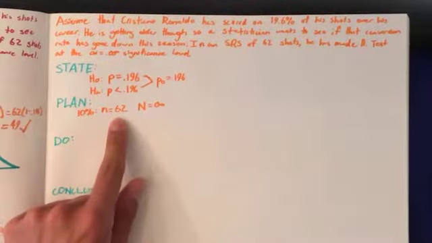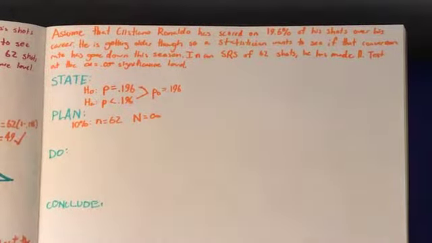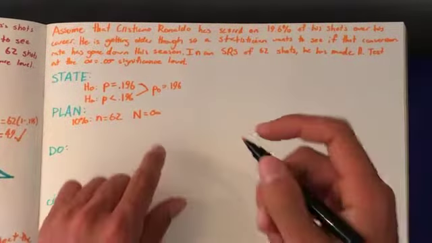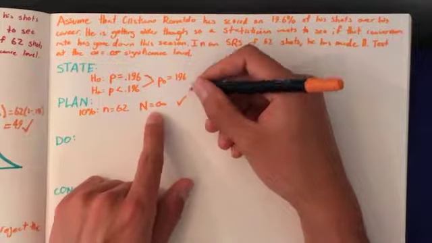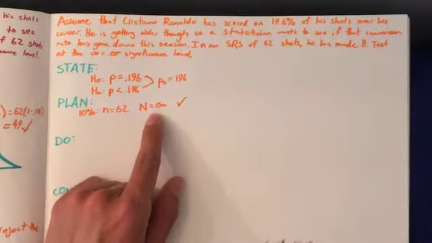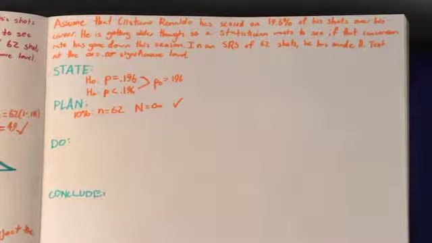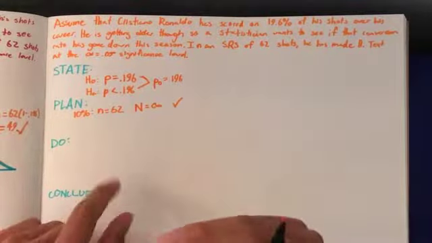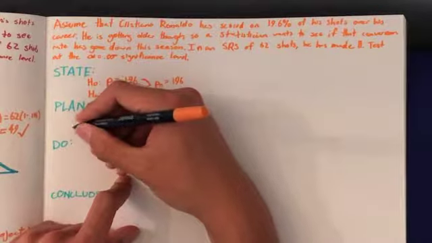Little n is clearly less than 10% of our population size, so we know that this is okay. If this was a finite number, you would have to compare them mathematically, but in this case we know that 62 is definitely less than 10% of infinity, and actually any finite number is less than 10% of infinity, if that interests you, which it probably doesn't.